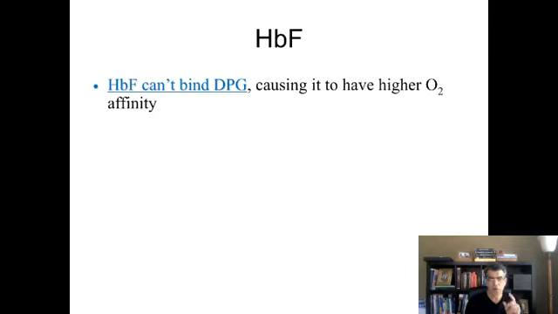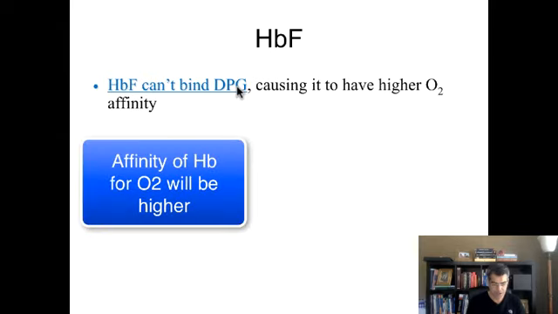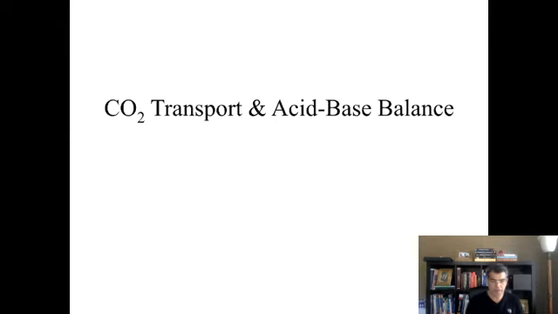But why is that? One of the reasons that hemoglobin F has a high affinity for oxygen is that hemoglobin F doesn't have a beta chain. As a result, DPG or BPG cannot attach to hemoglobin F. Remember, when DPG attaches to hemoglobin A, it's going to let the oxygen go. Since hemoglobin F doesn't have a beta chain, it cannot attach to DPG, and as a result, the affinity for oxygen would be higher. Now, that is going to bring us to the transport of CO2.